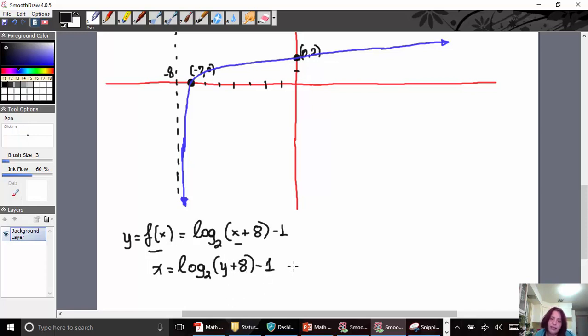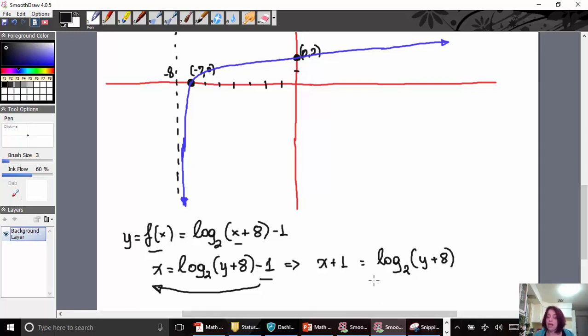And now what I want to do is solve this equation for y. Now remember that this is nothing else than a logarithmic equation. And in order to solve this equation for y, the first step that I need to do is to leave the log on one side of the equation. So I push the negative 1 to the left side of the equation. So it becomes x plus 1 equals log with base 2 of y plus 8.